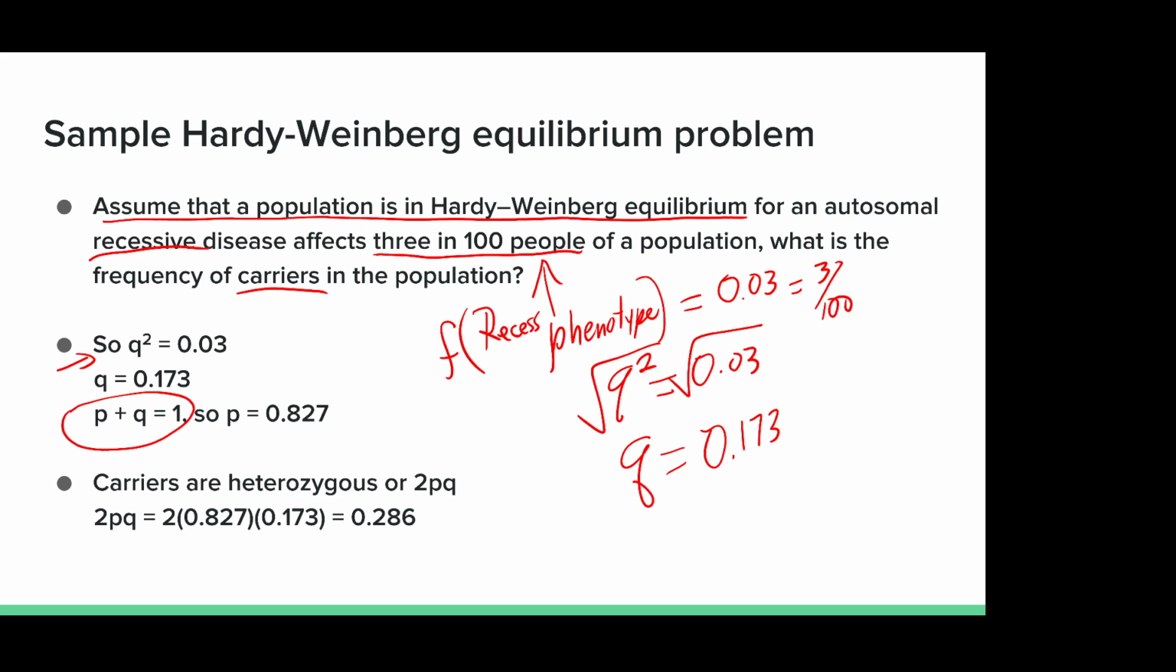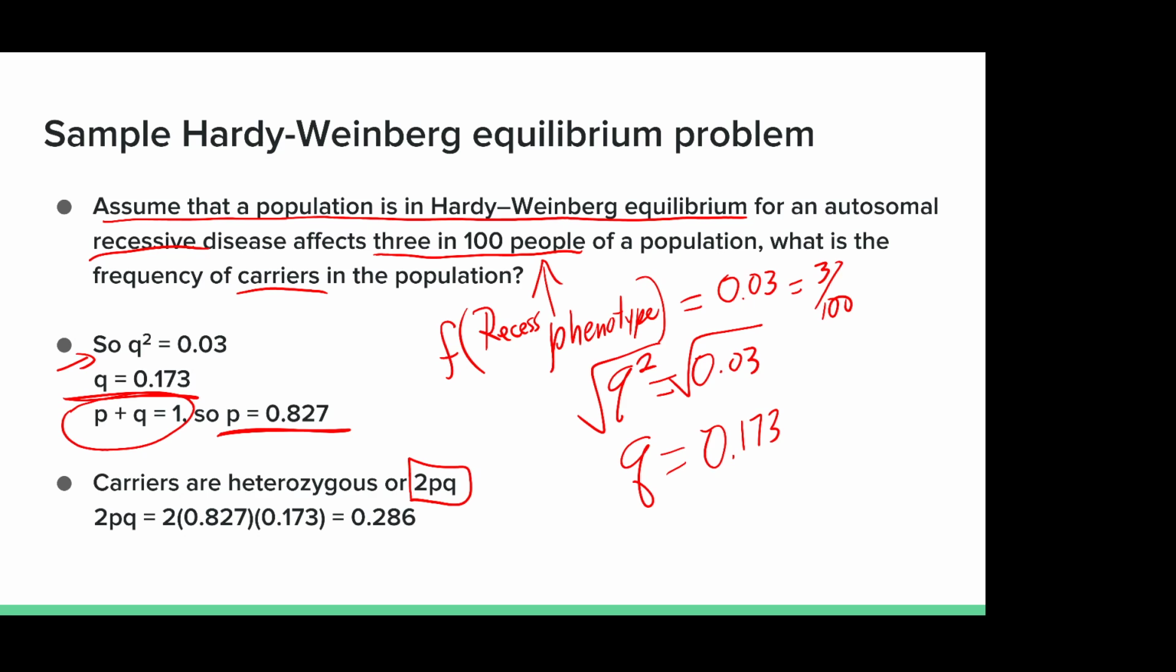Well, that's great. Now that we have P and Q, we got Q there, we got P there, instead of looking at my atrocious handwriting, we don't want P and Q. We want to know the frequency of carriers. Well, a carrier is a heterozygote. Heterozygotes in a population in Hardy-Weinberg equilibrium are given by the formula 2pq. We know what 2 is, we know what P is, we know what Q is. 2 times P times Q, and we get our answer of roughly about 0.286. Again, since we don't care about significant figures, we are done at this point.